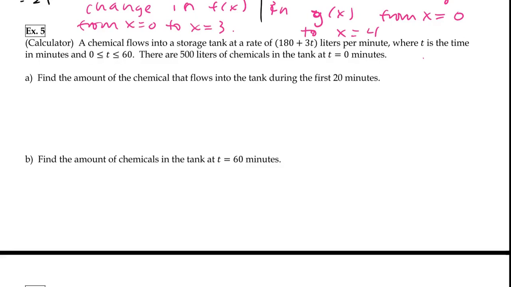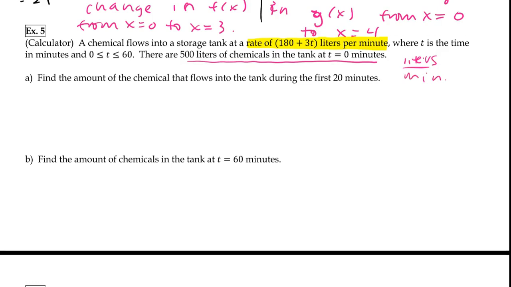Calculator, oh great, no more calculating by hand. Let's read through this. A chemical flows into a storage tank at a rate. Let's highlight that. If they give us a rate, that's like a derivative. And look at the units, where t is the time in minutes and time is between 0 and 60. There are 500 liters of chemicals at time equals 0. Okay, a couple things to note. When they give you the rate, liters per minute, let me just write this down off to the side. I'm going to come back and analyze that in a second.